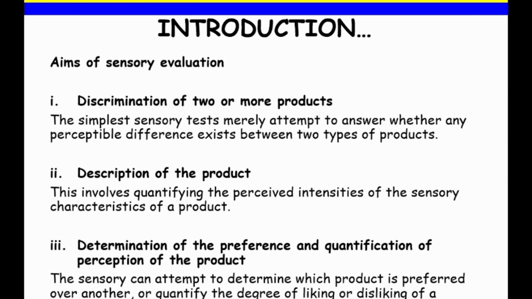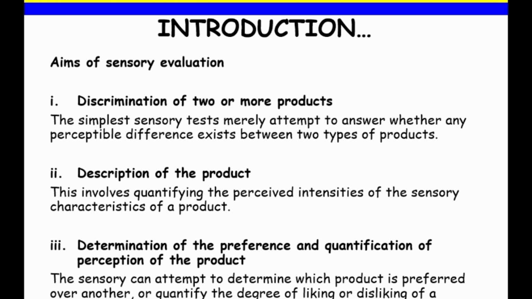Why are we doing sensory evaluation? We do sensory evaluation first to discriminate two or more products. The simplest sensory test merely attempts to answer whether any perceptible difference exists between two types of products. Like, if I want to produce maybe a chocolate, and I want people to compare it with another type of chocolate and see if there is any difference between the two products.